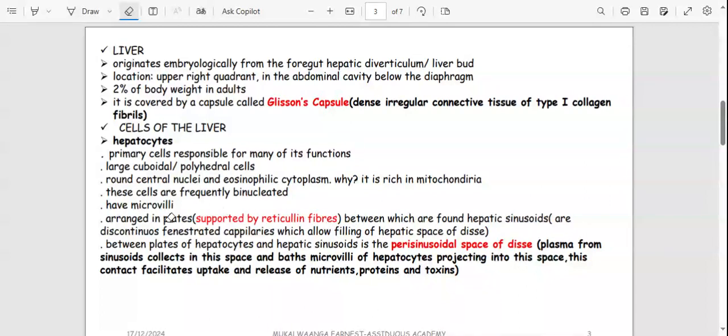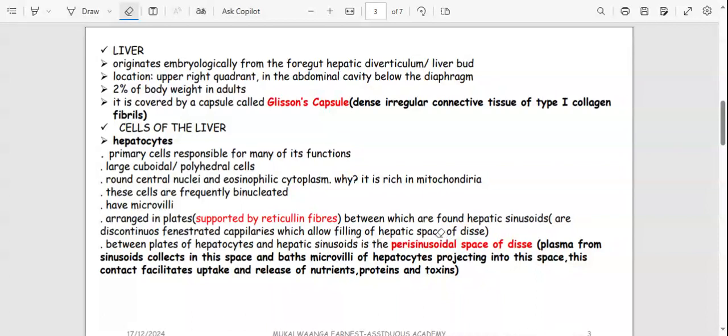Between these hepatic plates lie what we call the hepatic sinusoids. These are blood vessels called capillaries. To be very specific, these capillaries are what we call discontinuous fenestrated capillaries. They allow feeding of the hepatic space of Disse.